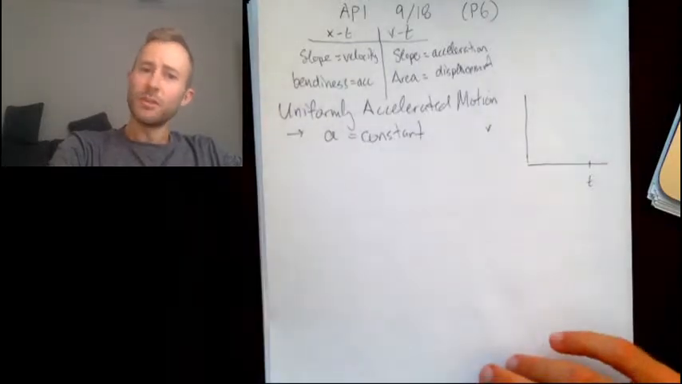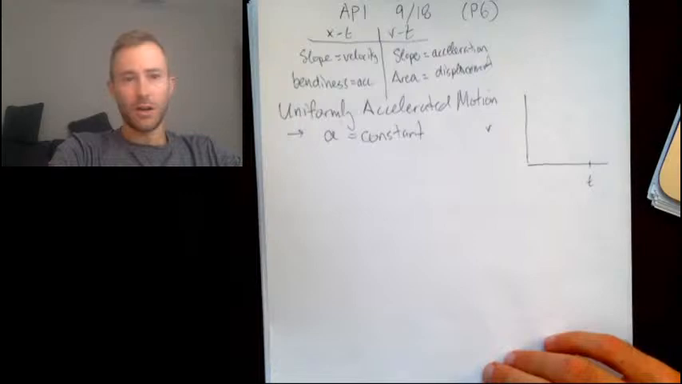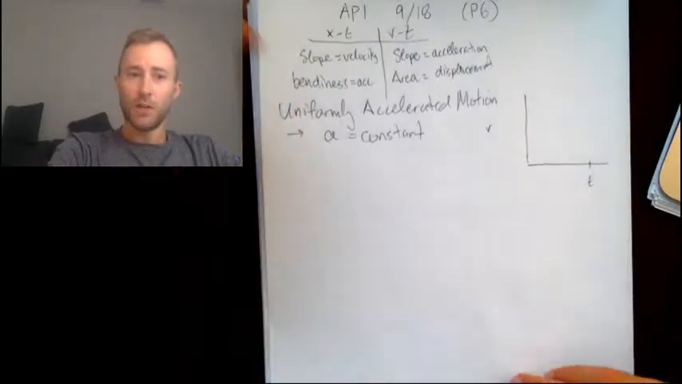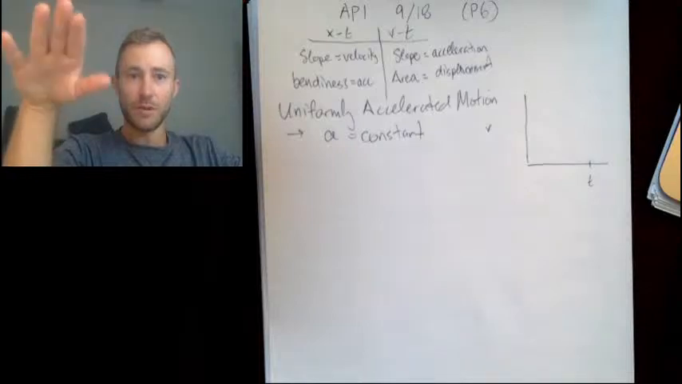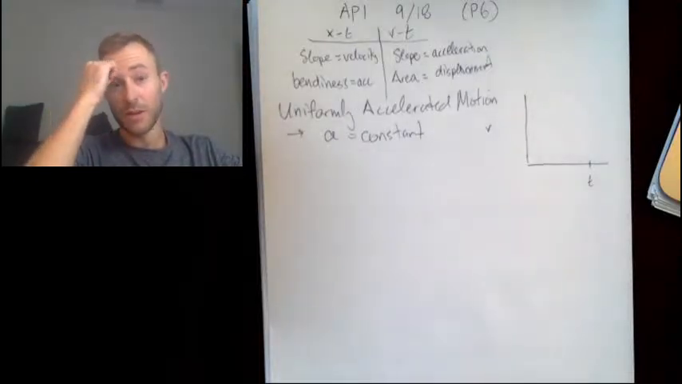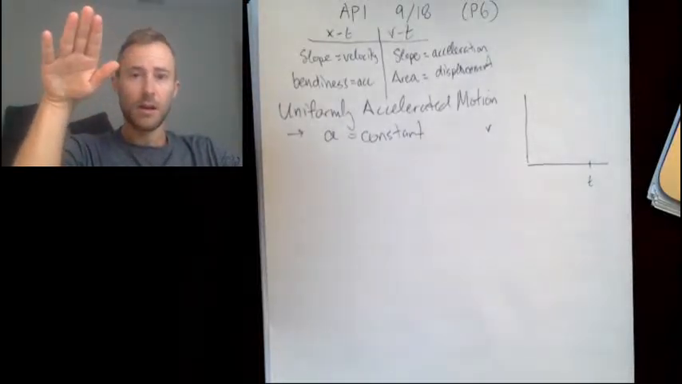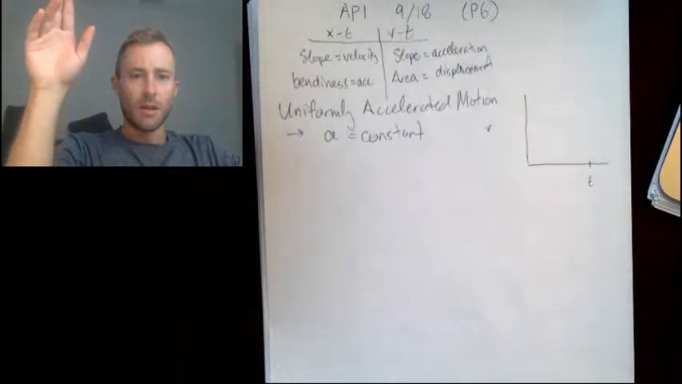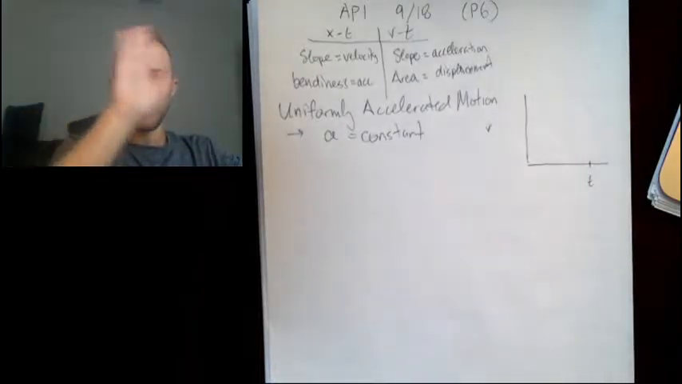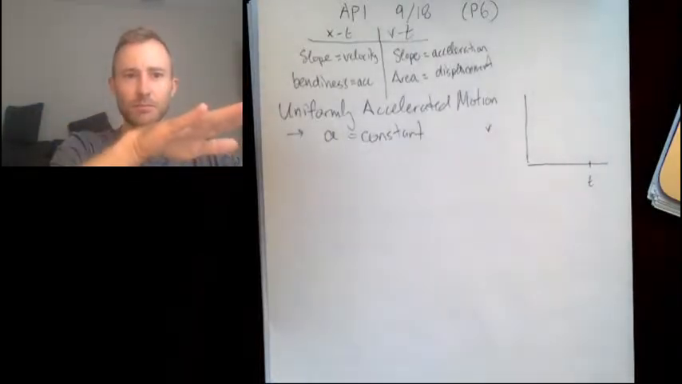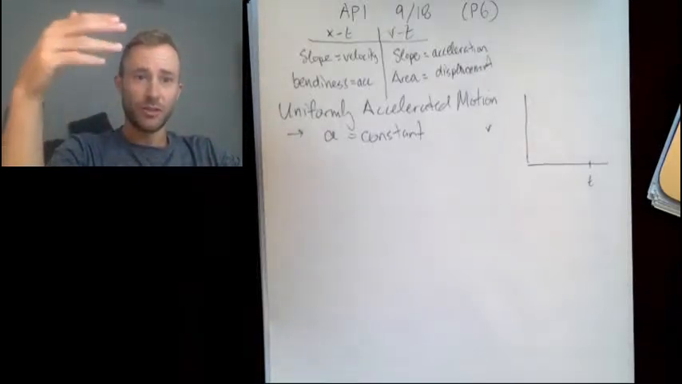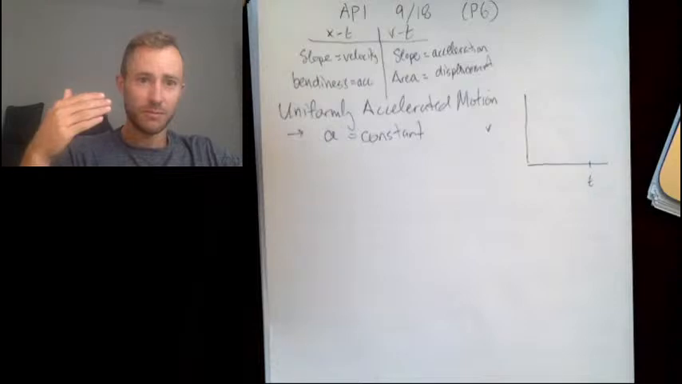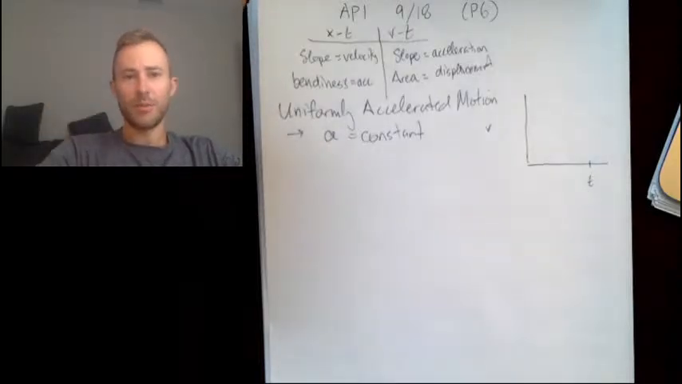Let me give you some examples where the acceleration is not constant. What if you're in a car and you push the gas pedal down? That's going to cause your speed to increase. You're going to accelerate. Okay? If you then take your foot off the gas pedal and you go to the brake, then your acceleration is going to change. It's going to go from positive to negative. Okay? So that would be an example of non-uniform acceleration.